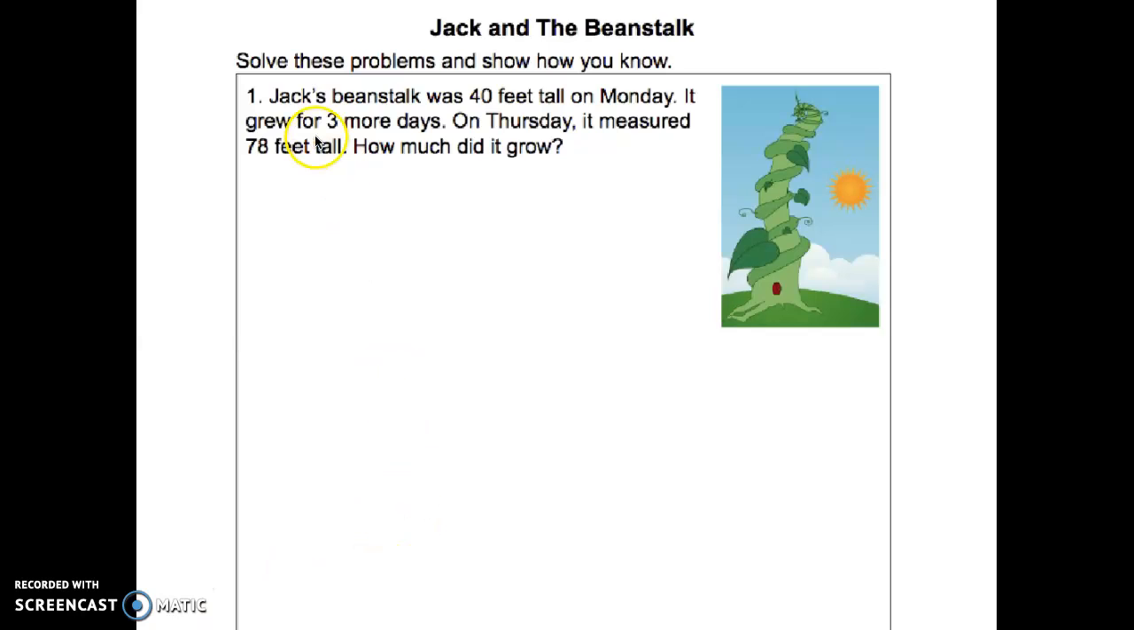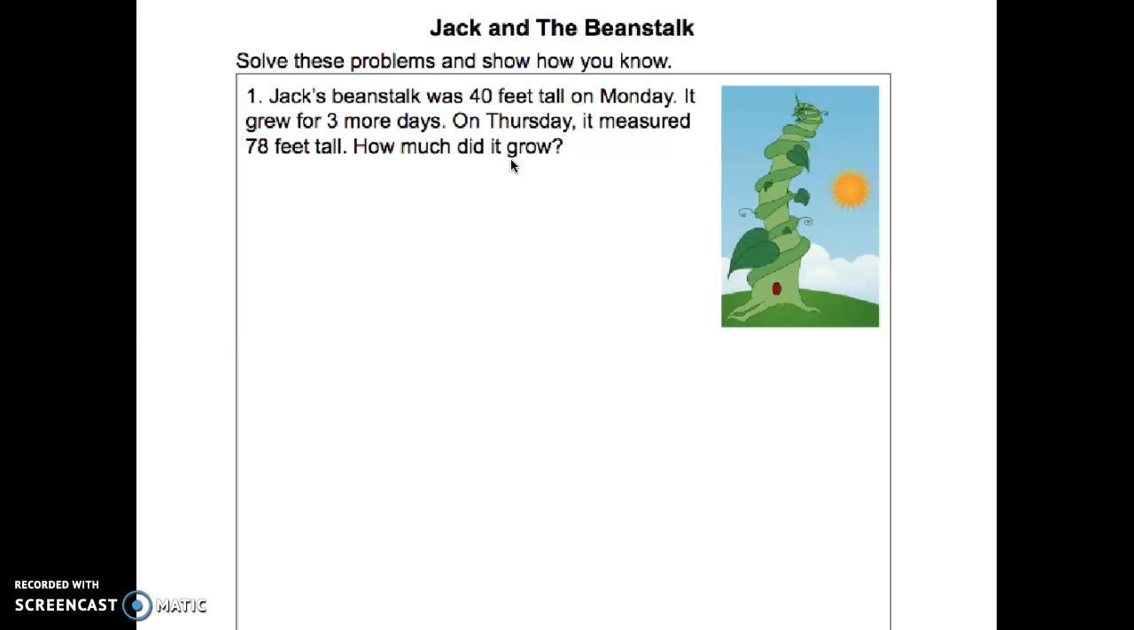So let's get started. Jack's beanstalk was 40 feet tall on Monday. It grew for 3 more days. On Thursday, it measured 78 feet tall. How much did it grow? So now that we've read it, that's called our first read.